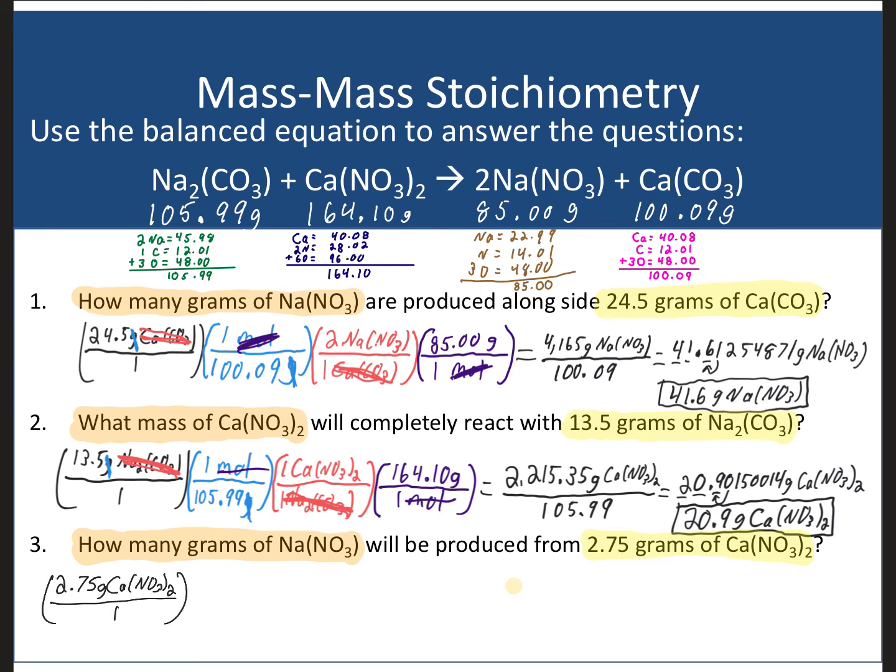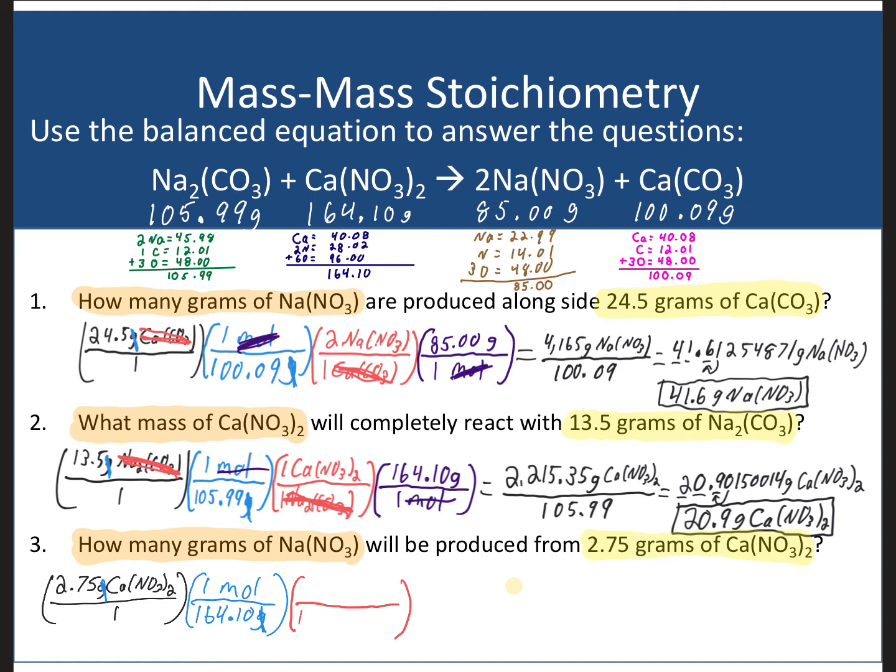Step 1, just like the previous 3 examples. All right, 1 mole is going to go on top. Formula mass of calcium nitrate goes on the bottom. It's 164.10. Cancels out the grams. Make sure I put the 1 mole on top. Gives me moles. Now that I have moles, I can change the chemical using the balanced equation.